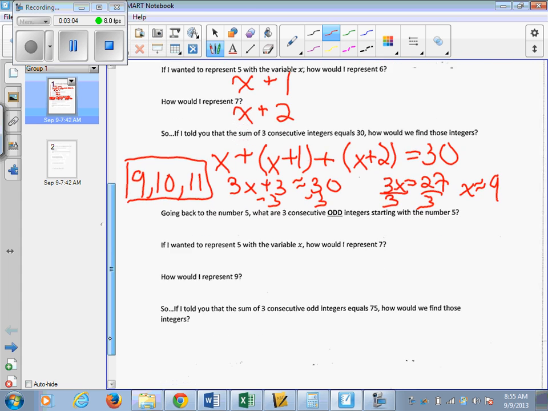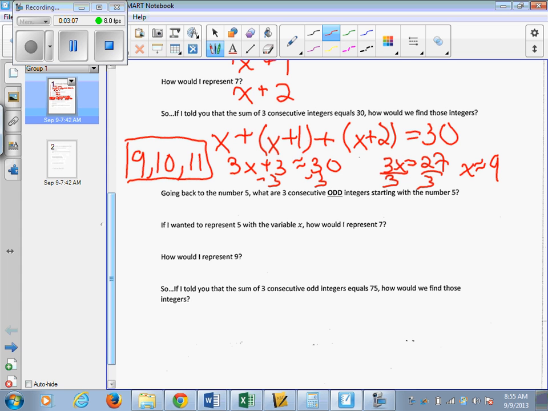So if we go back to the number 5, what are three consecutive odd integers starting with the number 5? We start with 5. Now we can't do 6 next because it's not odd, it's even. So we go 5, 7, 9. So if I'm representing 5 with x again, how would I represent 7? Just like before, x plus 2. And how would I represent 9? Well, if x is 5, to go from 5 to 9, we need to add 4. So 9 would be x plus 4.